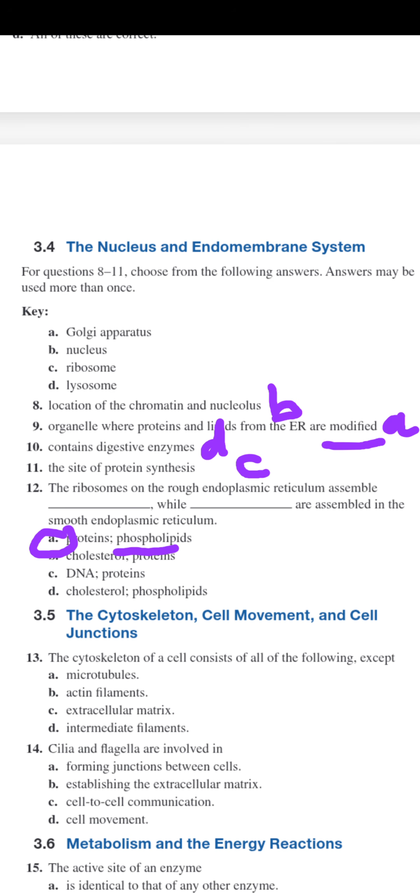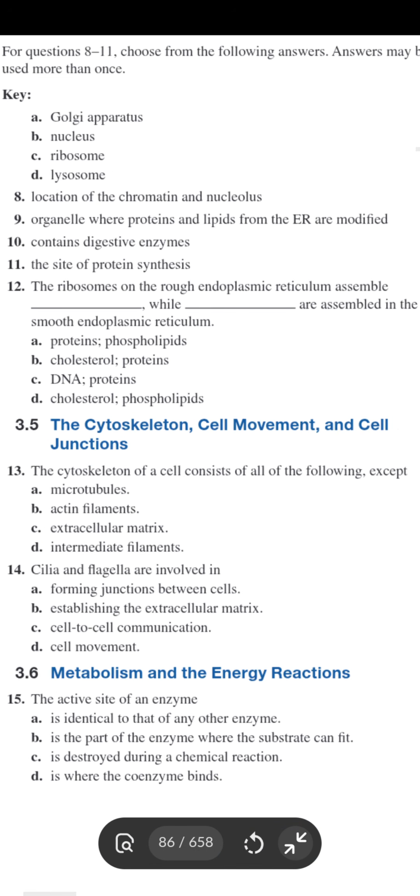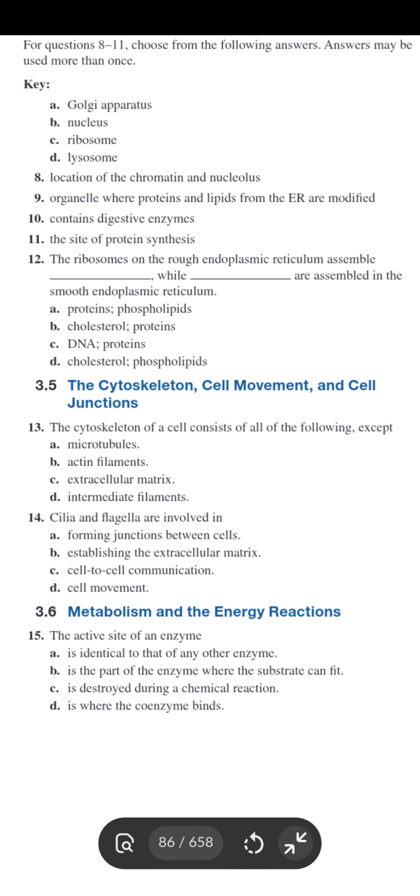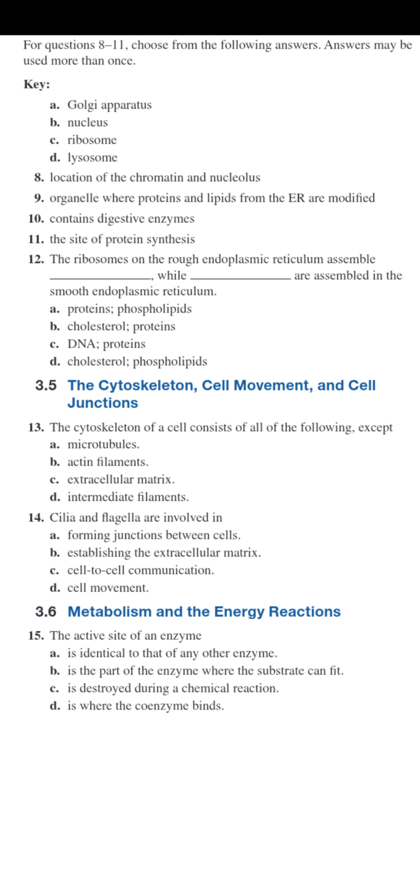Coming to question number 13. Cytoskeleton of a cell consists of all of the following. The cytoskeleton is basically the structure that gives the cell its shape. And what is it made of?